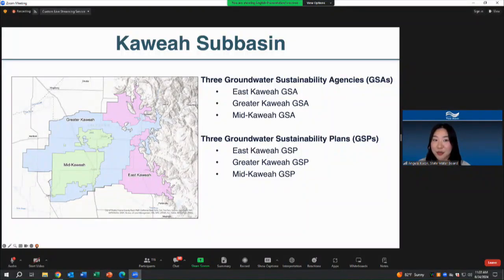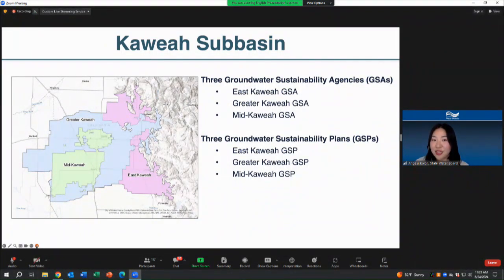The original plans were submitted to the Department of Water Resources in 2020, and the Department of Water Resources determined the plans to be incomplete based on 3 deficiencies. The agencies worked to correct the deficiencies, and revised versions of their plans were submitted to the Department of Water Resources in August of 2022. The Department of Water Resources issued a final determination in March of 2023, stating that the groundwater sustainability plans were inadequate and unlikely to resolve the critical groundwater overdraft in the basin.